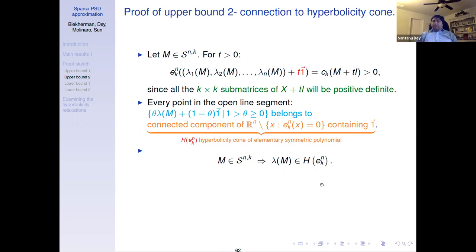And why is this observation better than what we got in the previous slide? Because it is stronger. As I said, there are various components where E_{n,k} is strictly zero, and it turns out the set of points in R^n where this elementary symmetric polynomial is greater than or equal to zero is strictly larger than the hyperbolicity cone. What is more important for the analysis we do is that it is well known that this cone is a convex set.